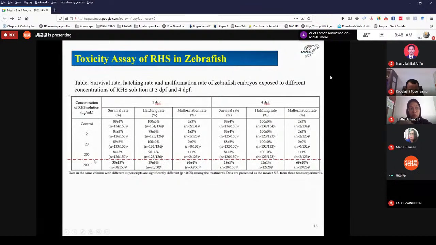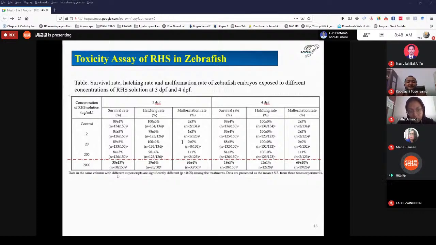You can see from the table when we expose to the RHS for 3 days or 4 days, at 200 it causes severe damage. We measure the survival rate, hatching rate, and malformation rate. You can see that all the numbers are lower compared to the control or other dosages. So it means at 200 microgram per milliliter, it is toxic to the zebrafish embryo.